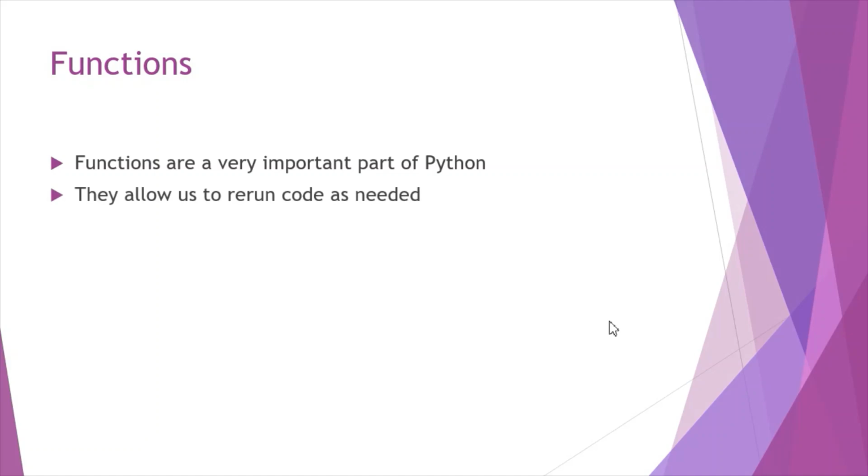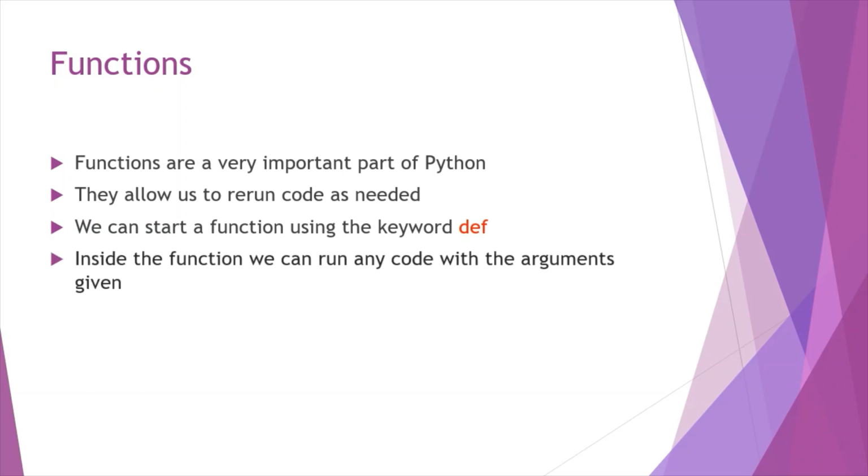They allow us to rerun code as needed. If any of you ever touched assembly language at school, or played around with it a little bit, it's basically the go-to. So you go to a certain bit of code and rerun it. We can start a function using the keyword def, or define, and inside the function we can run any code with the arguments given. You can think of it as like a mini program, and this is where we kind of get away from the assembly language stuff.